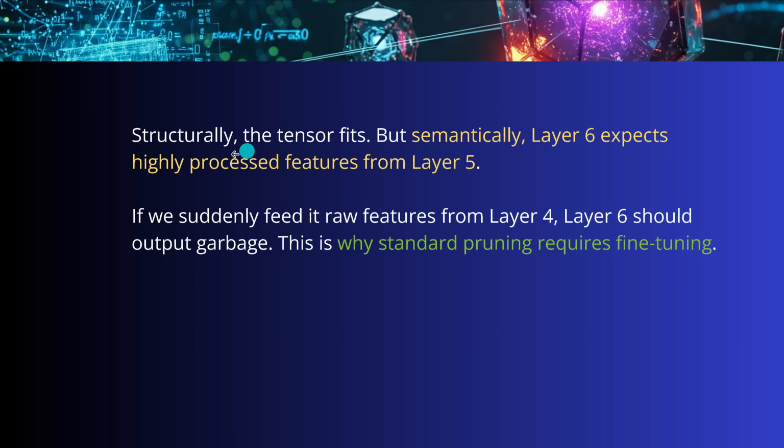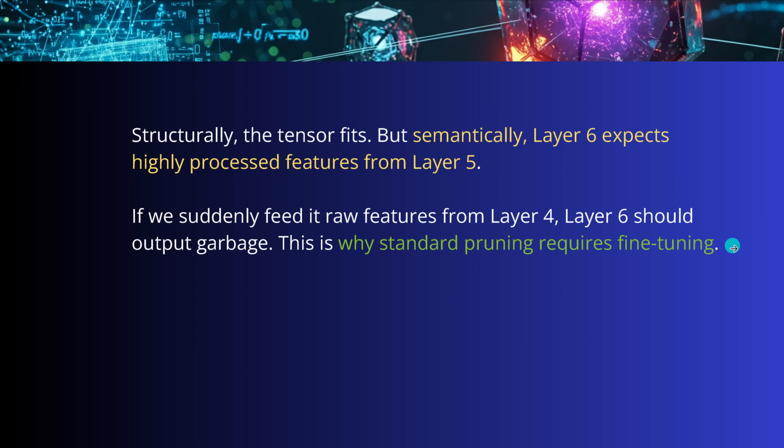But layer 6 expected a highly processed feature input from layer 5. I mean, this is the reason we have layer 5. And if we suddenly feed it the raw features from layer 4, just in this example, layer 6 should output just garbage. And this is why all our standard pruning technology requires additional fine-tuning. We have to fine-tune the model again.